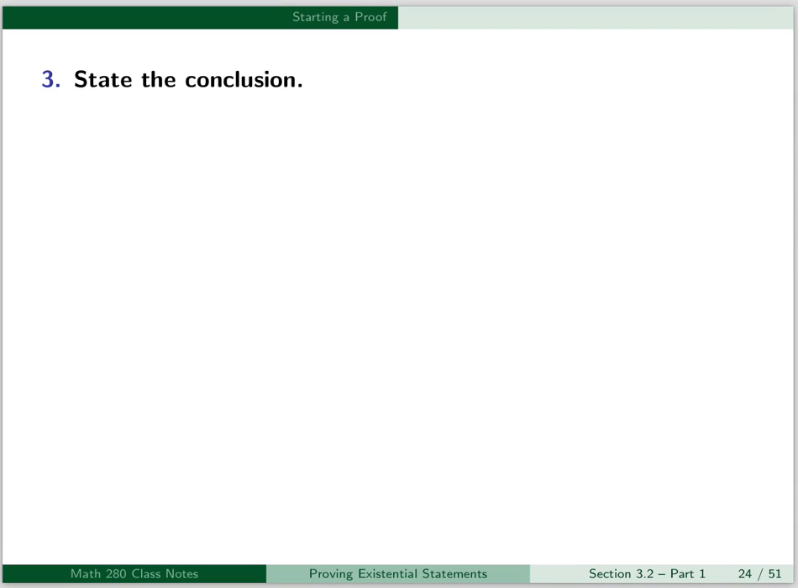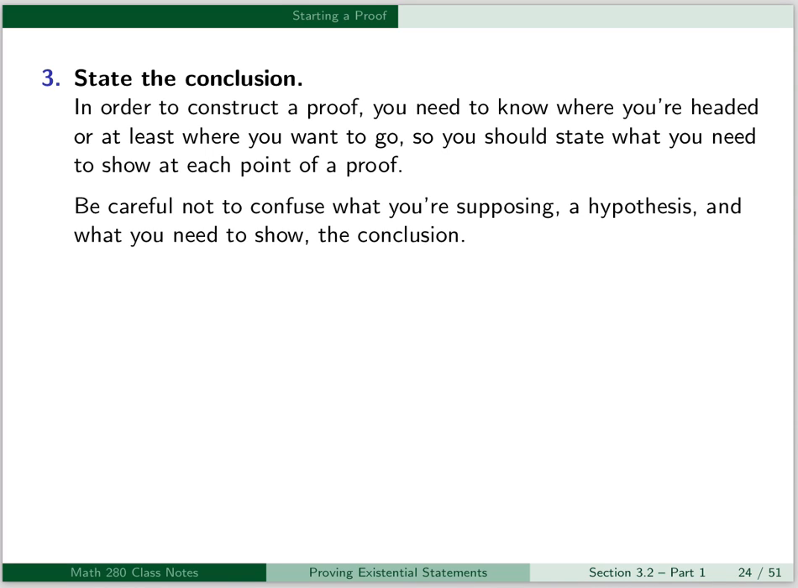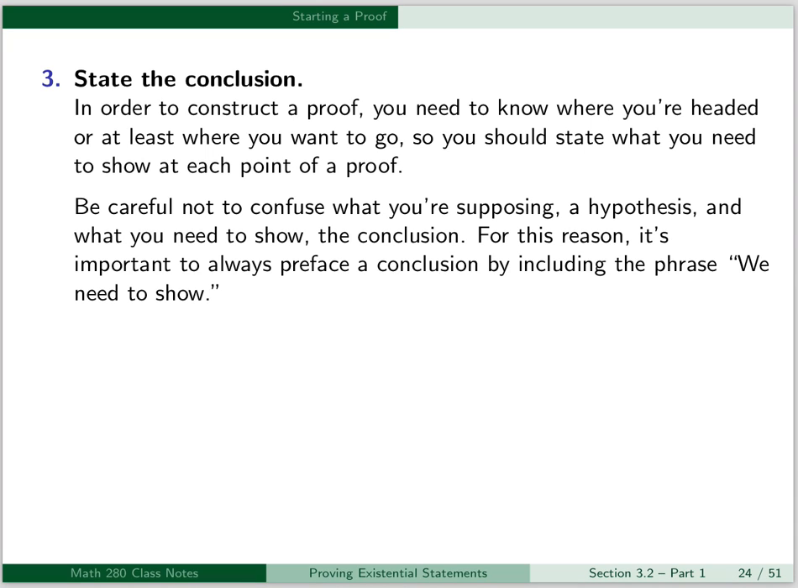Third, you want to state the conclusion. In order to construct a proof, you need to know where you're headed, or at least where you want to go. So you should state what you need to show at each point of a proof. Be careful, however, not to confuse what you're supposing, a hypothesis, and what you need to show, the conclusion. For this reason, it's important to always preface a conclusion by including the phrase, "we need to show." If you just write down a conclusion without specifically indicating that it's a conclusion, it's easy to get confused and to start using it as a hypothesis.